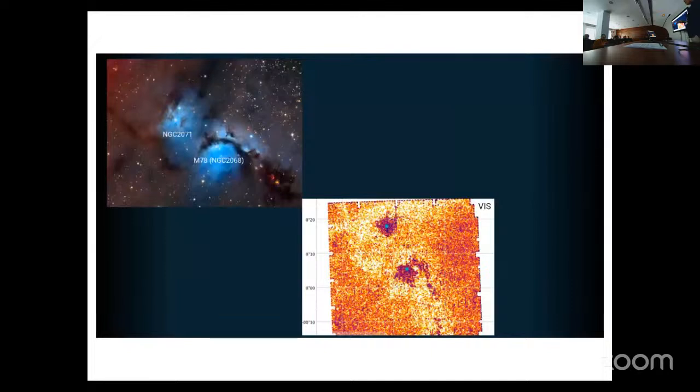We also have other regions in Orion. This is a double cluster that we are working with, and we have zillions of detections with Euclid. And we are in the process of identifying candidates and trying to understand how to segregate these candidates from reddened background sources.